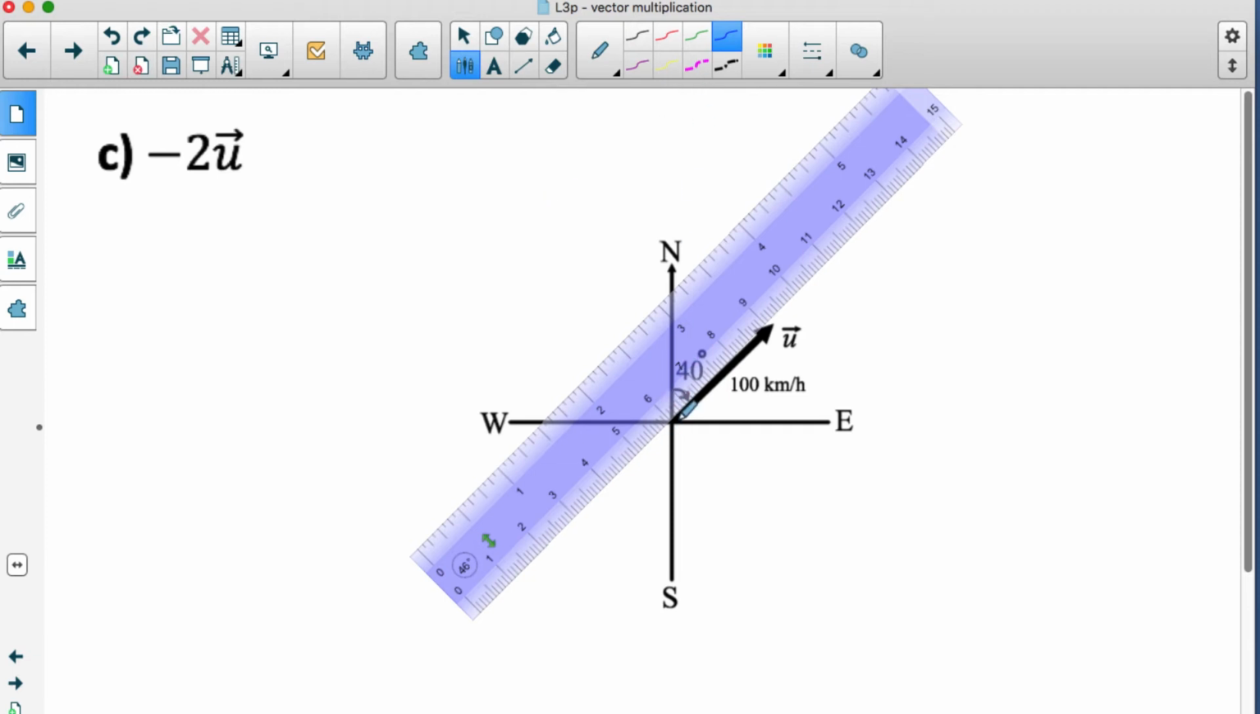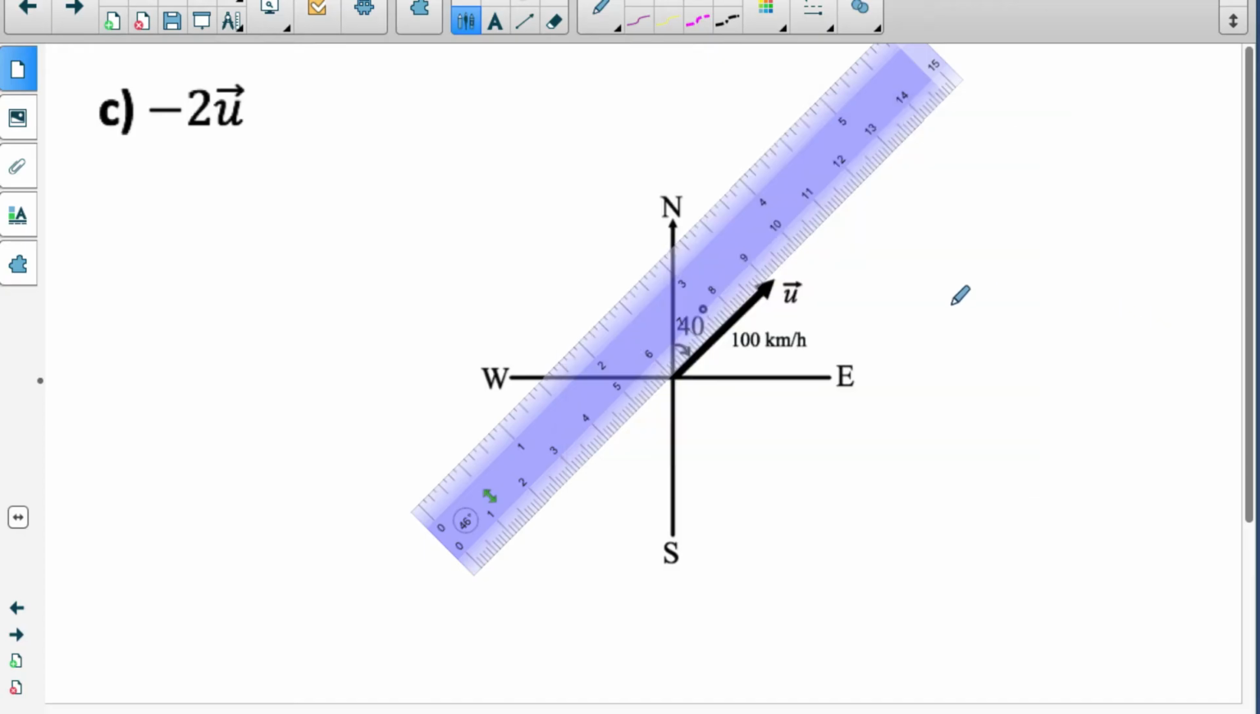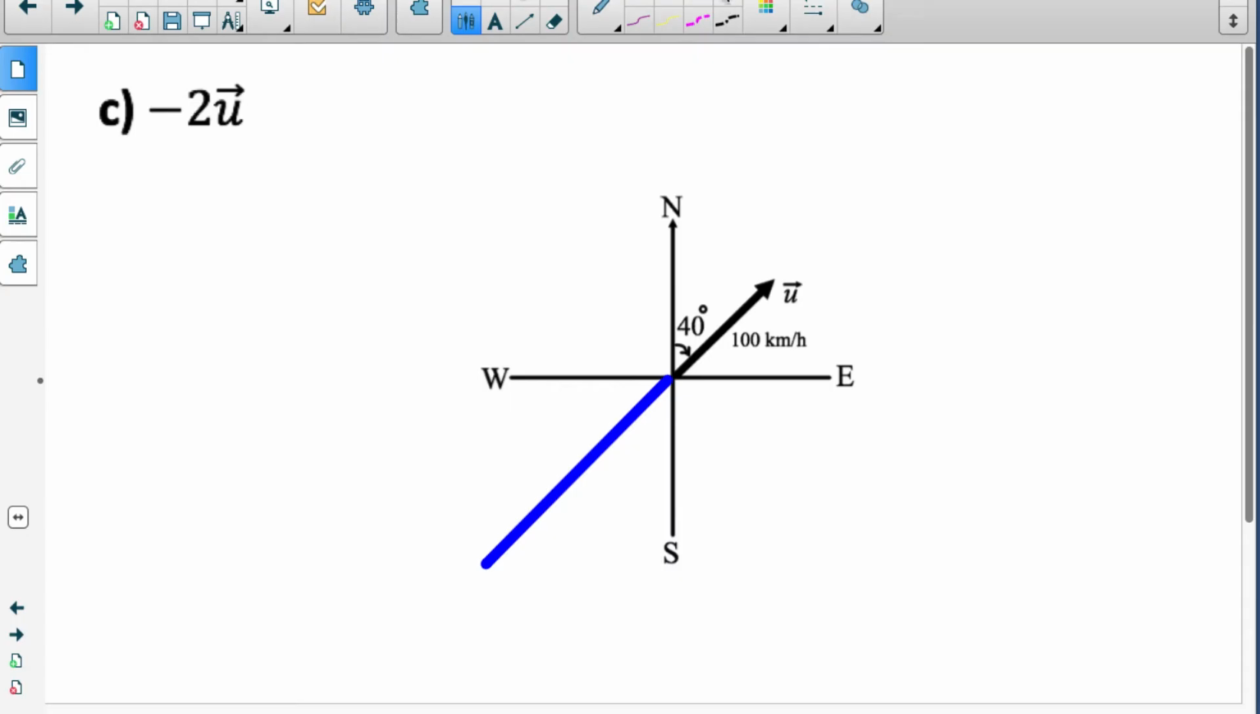So I'm going to draw it, instead of going in this direction, I'm going to draw it going the opposite way. I'm going to draw it going this way. And it's 6 centimeters long, twice the magnitude. So I'm going to put the arrow at the end of this, indicating that it's going in the opposite direction that vector u is going in. So this is negative 2 vector u.